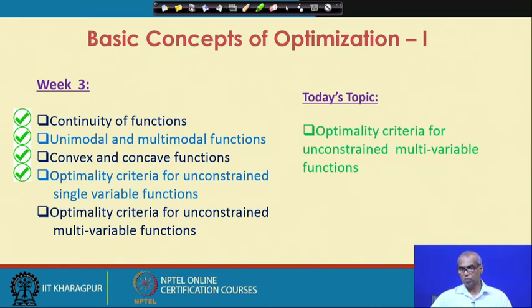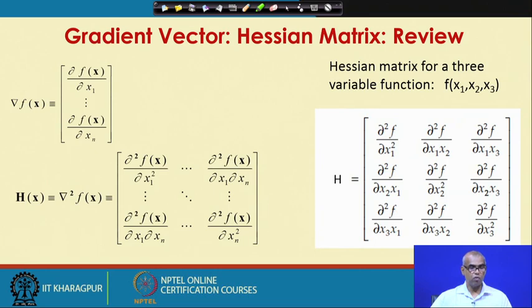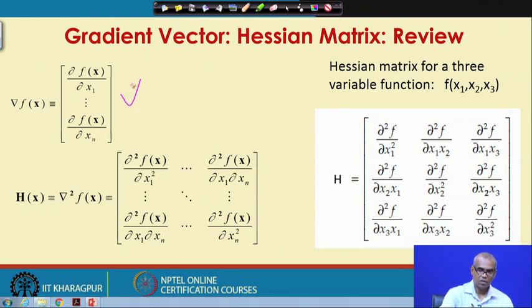So, let us see the optimality criteria for unconstrained multivariable functions. Before that, let us take a quick review of gradient and Hessian matrix. So, gradient vector and Hessian matrix. We have discussed that gradient vector is nothing but a column vector where the elements are first partial derivative of the function with respect to each variable.